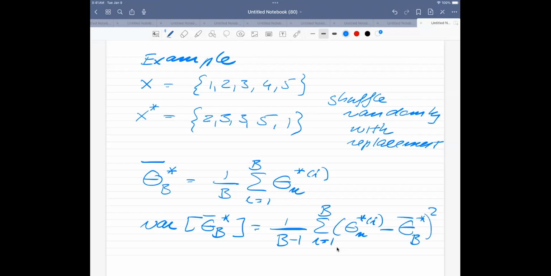So when you do this B times, so you do B reshufflings, each time you calculate the mean value. And you obtain the mean value, and with that mean value, you can go back and then you can send back the variance in.